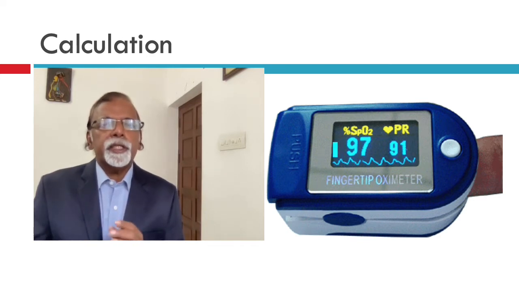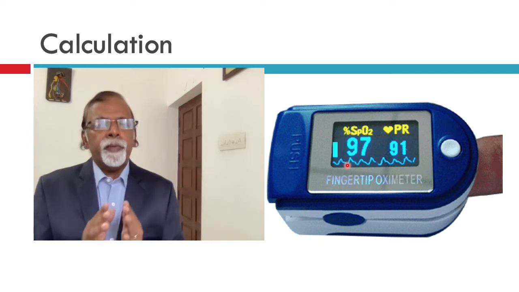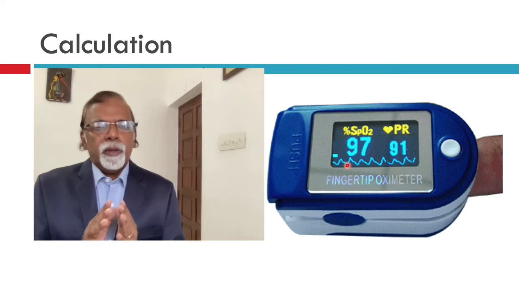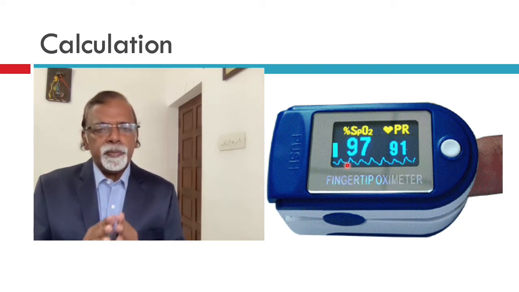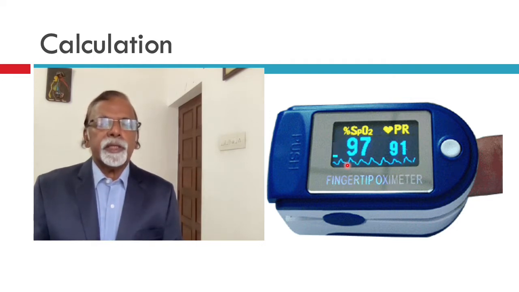You can see here it is 97. SpO2 is written as 97. That means 97% of the hemoglobin is in the oxyhemoglobin form. So this is the value that you should remember. That is, it is the percentage of oxygenated hemoglobin that is shown by the pulse oximetry. On the side you can see the heart rate also.